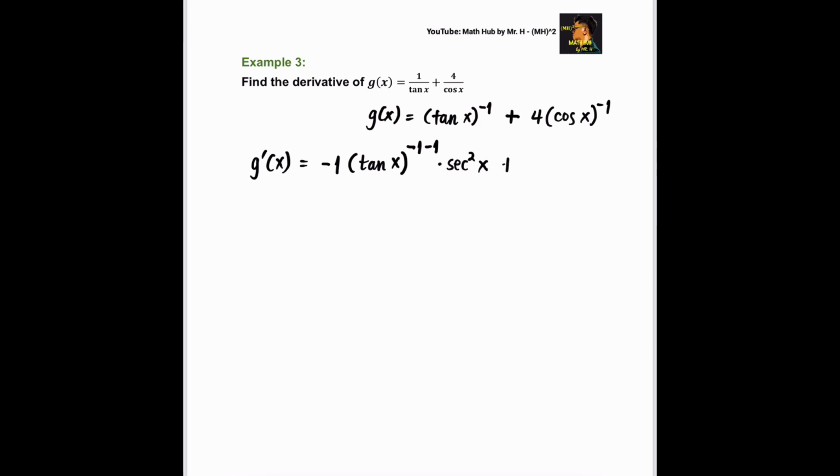Now we move to the derivative of the second term. First, power rule. So 4 is already there, then times -1. Then we take the base, cosine x, and remember to subtract 1 from the exponent. And chain rule: get the derivative of cosine x, and the derivative of cosine x is negative sine x.